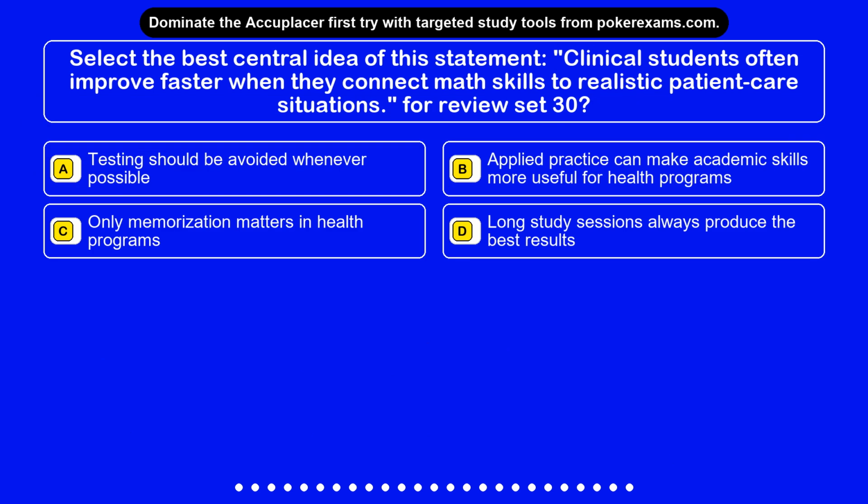Question 13. Select the best central idea of this statement. Clinical students often improve faster when they connect math skills to realistic patient care situations. For review set 30. Option A. Testing should be avoided whenever possible. Option B. Applied practice can make academic skills more useful for health programs. Option C. Only memorization matters in health programs. Option D. Long study sessions always produce the best results.